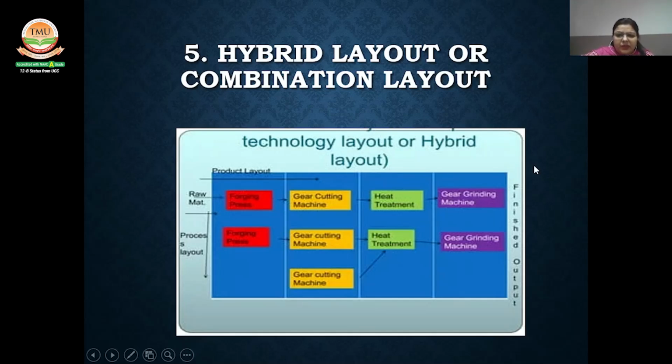In this we can take the example of slippers. Slippers can be made through different processes. In the product layout we can say there is forging, gear cutting, or heat treatment. There are different types of things. Or we can take the example of the bottles which we make through the production process.